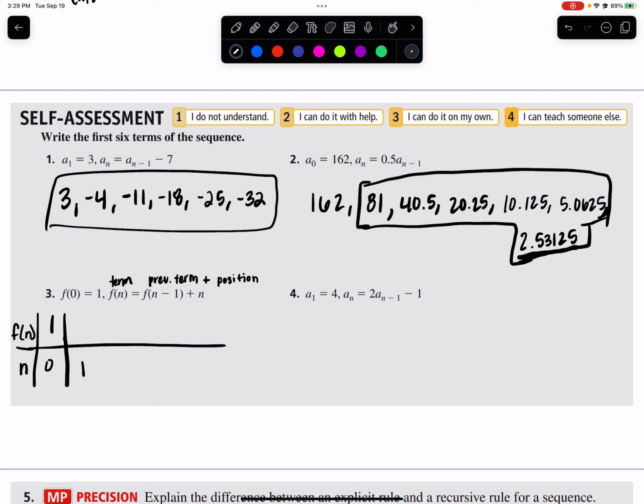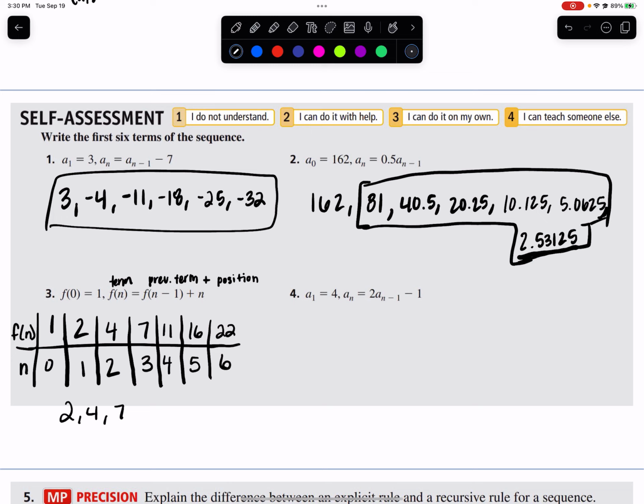So previous term is 1 plus n is 1 plus 1 is 2. Okay, position 2, previous term is 2 plus 2 is 4. Previous term is 4 plus 3 is 7. Previous term is 7 plus 4 is 11. Previous term is 11 plus 5 is 16. And then finally my 6th term, previous term is 16 plus 6 is 22. So that sequence is 2, 4, 7, 11, 16, 22.